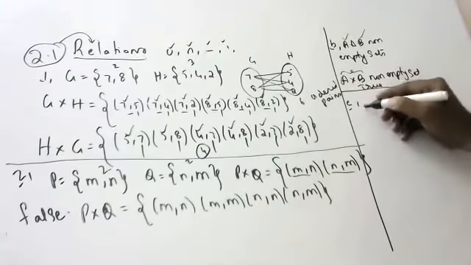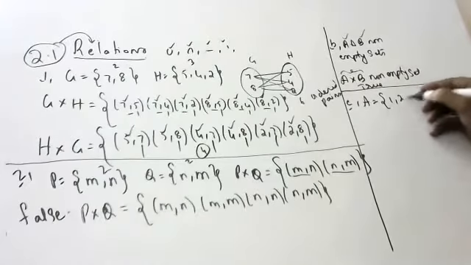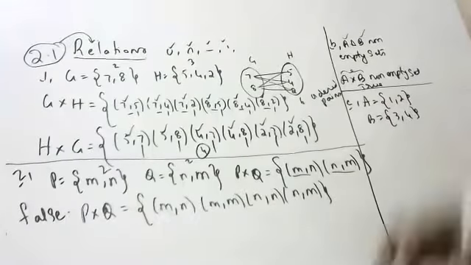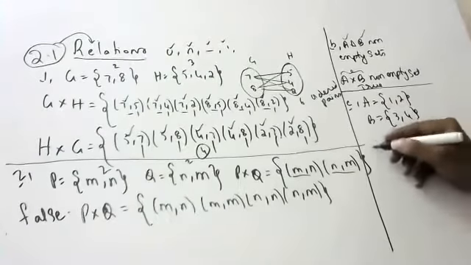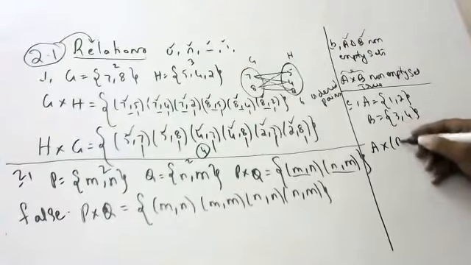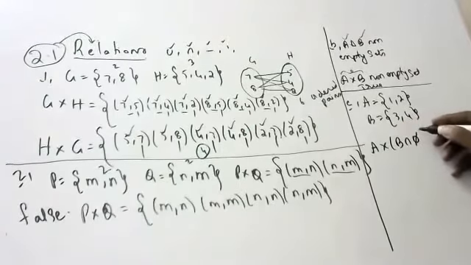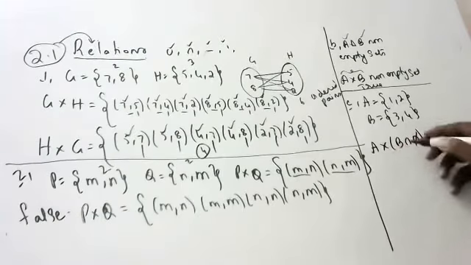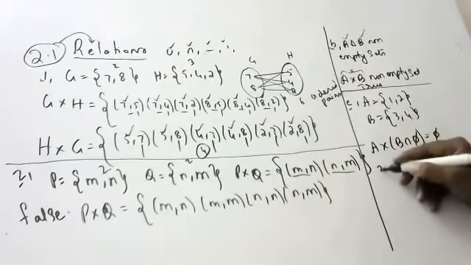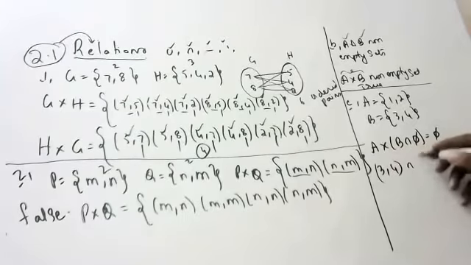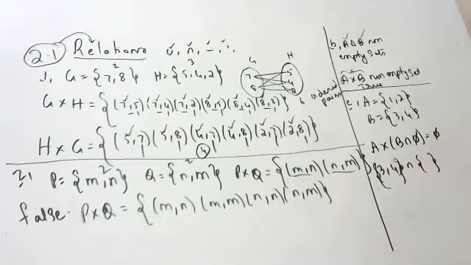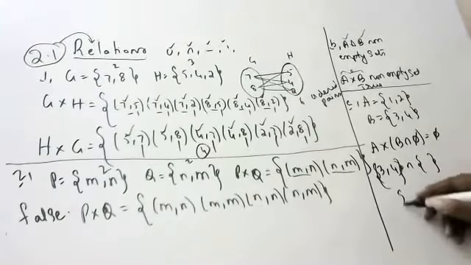Third one: he is saying A is equal to {1, 2} and B is equal to {3, 4}. Then he is asking, children, is A cross (B intersection null set) equal to null set? Let's check. First, what is B? {3, 4}. Intersection null set. What is {3, 4} intersection null set? Null set.